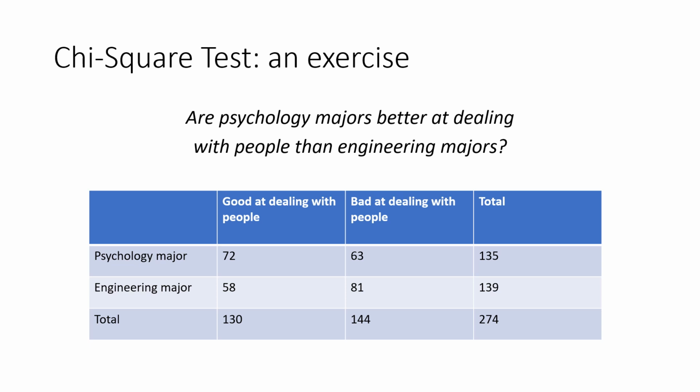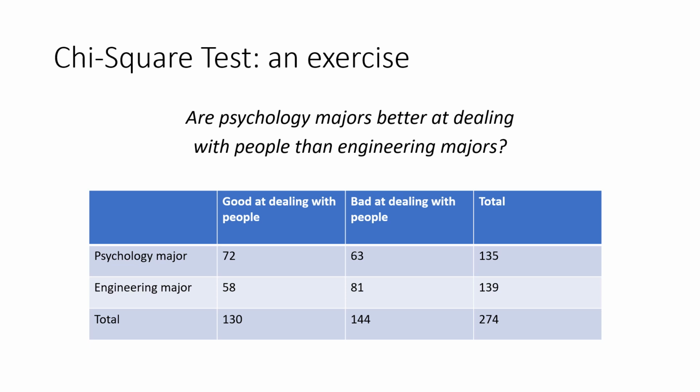So you can see the research question at the top there. It's, are psychology majors better at dealing with people than engineering majors? And this research question should be familiar to you because we discussed it briefly at the end of the previous lecture. So let's take a look at what the data are telling us here.